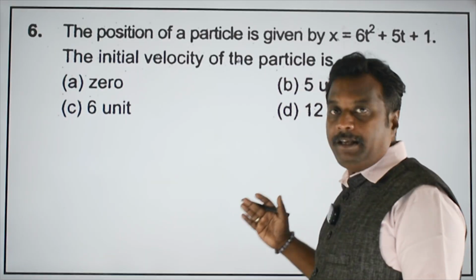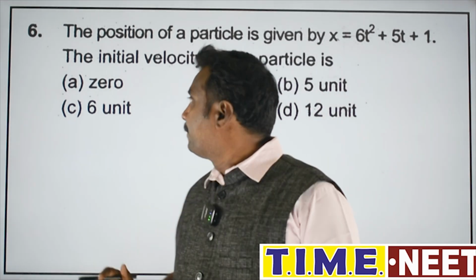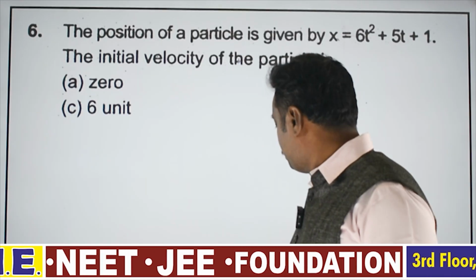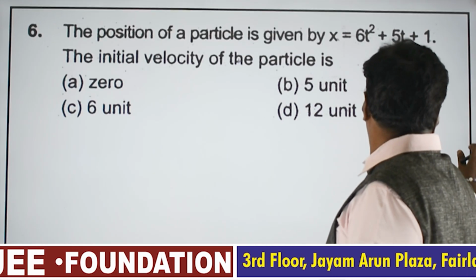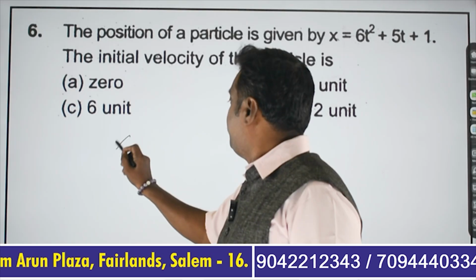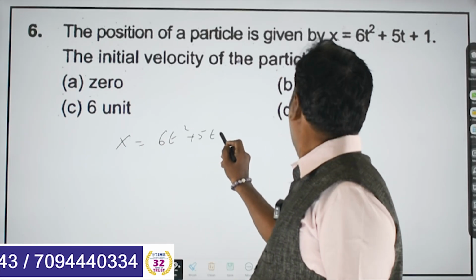The position of a particle is given by x is equal to 6t square plus 5t plus 1. The initial velocity of the particle is... அதாவது அதோட பொசிஷன் x கொடுத்துட்டாங்க, அதோட இனிஷியல் வெலாசிட்டி என்ன, ஆரம்ப திசை வேகம், ரைட், இன் தமிழ் என்ன அப்படின்னு கேட்டிருக்காங்க. Let us solve this sum. x is equal to 6t square plus 5t plus 1.